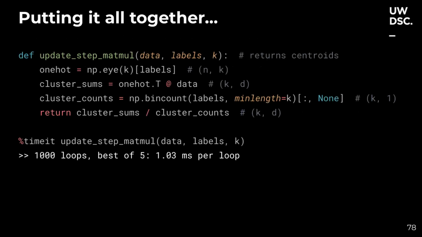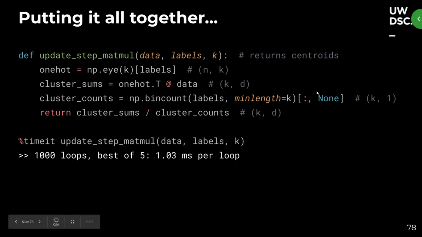And so now we're going to put all the things that we just talked about together, right? The first thing is creating this one-hot array I described before, this array of 0s and 1s. The next thing is the matrix multiplication I described to get the sums by each cluster. And finally, we're going to get the cluster counts using the bincount from before, so we can see what to normalize by.